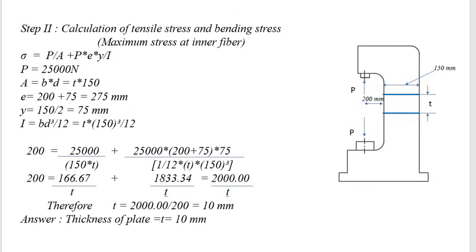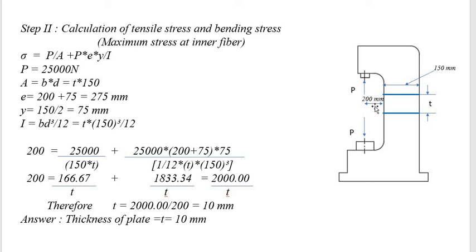The second step is to calculate the tensile stress and the bending stresses which are induced in the member, and it is found that maximum stress is at the inner fiber. The equation for calculating the stresses because of eccentric loading is given by the following formula. Sigma is P by A plus P into E into Y by I, where P is equal to 25,000 Newton given. A is B into D, that is T into 150 because the cross section is rectangular in nature. E is the distance of the line of action of force from the geometric axis. So E will be equal to 200 plus 75, that is 275 mm.